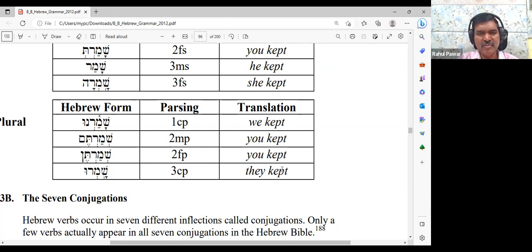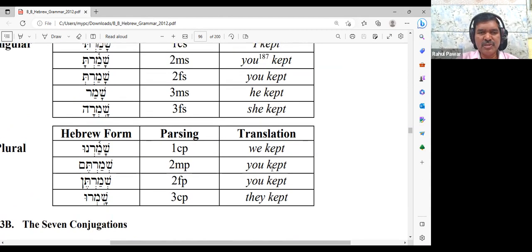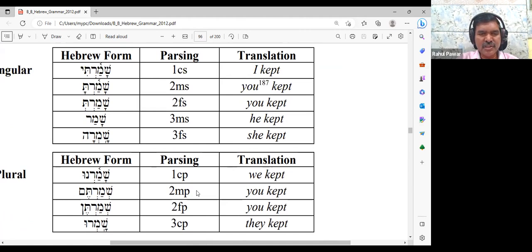Now, please note down over here that this second person masculine plural and second person feminine plural, you will not find qamets. Everywhere you will find the root word shamar, qamets is there, but these two forms you will find no qamets because of the heavy suffixes added, tem and ten. What happened? According to the third syllable back rule, the vowel should be as short as possible. So the qamets has been reduced to shva.